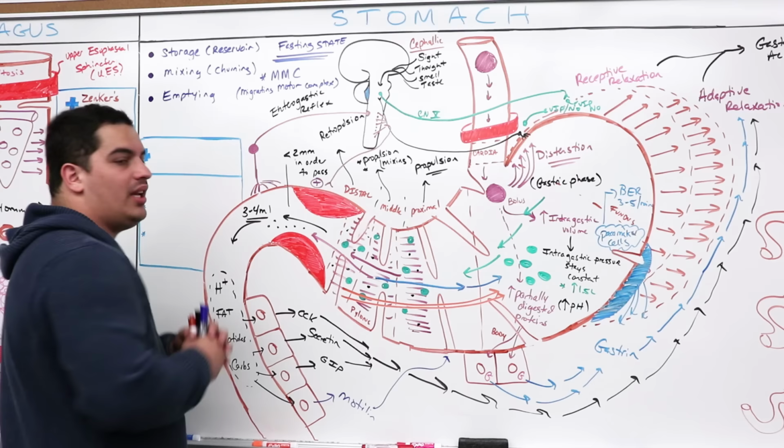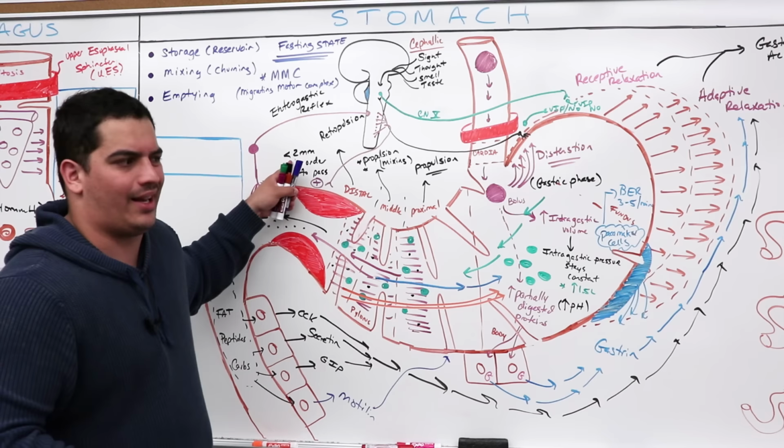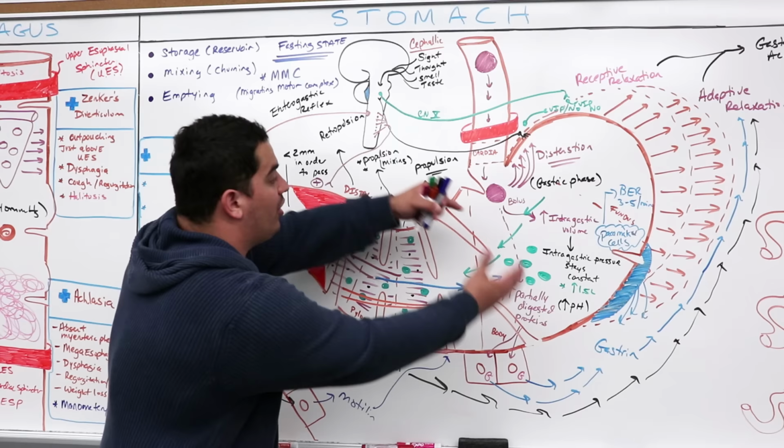What it can empty out is a lot of the chemicals that were actually greater than 2 millimeters in size. So if someone swallowed a penny or a chicken bone or something like that, it could actually be pushed out, because when the migrating motor complex occurs, it actually has a way of relaxing the pyloric sphincter to empty a lot of those contents out.